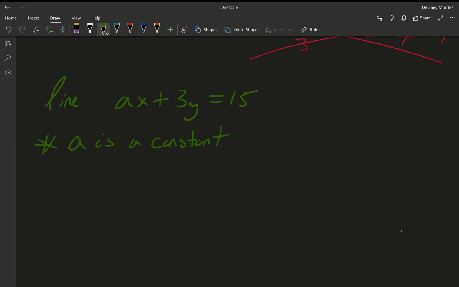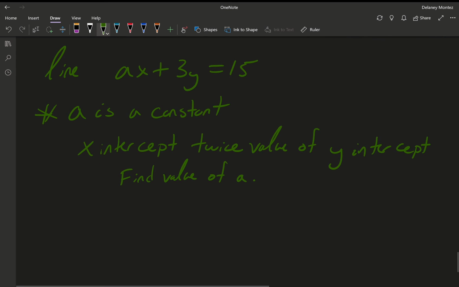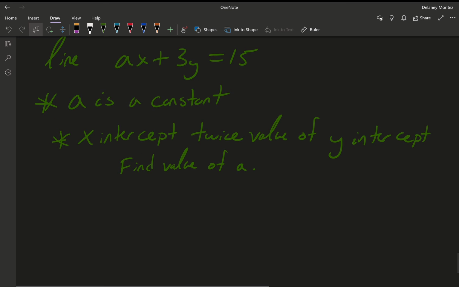So, x-intercept twice value of y-intercept. Find value of A. Okay, so you guys are given a line here, and A is a constant, right? And you're looking for A, but you're also given this other fact: x-intercept is twice the value of the y-intercept, and now find the value of A. Okay, so give it a go, and let's see, we'll take it from there.